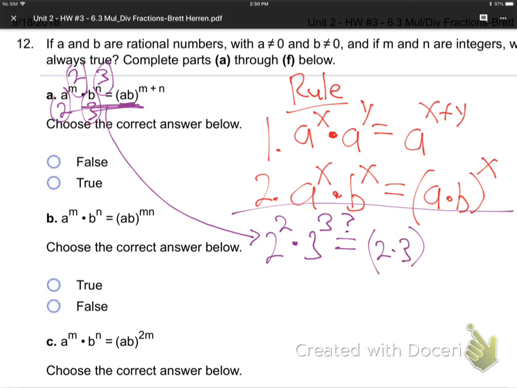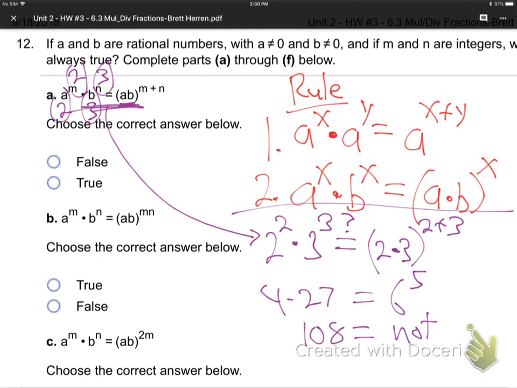2 times 3, to the 2 plus 3 power. Is that true? This is what? 6 to the 5th power? And this is 4 times what? 27? Just use your calculator. What's 4 times 27? 80, 28, I think it's 108. And that is not 108. That's something really big. 6 times 6 times 6, so no, that's not true. That's a false rule. They're kind of messing up the rule there.